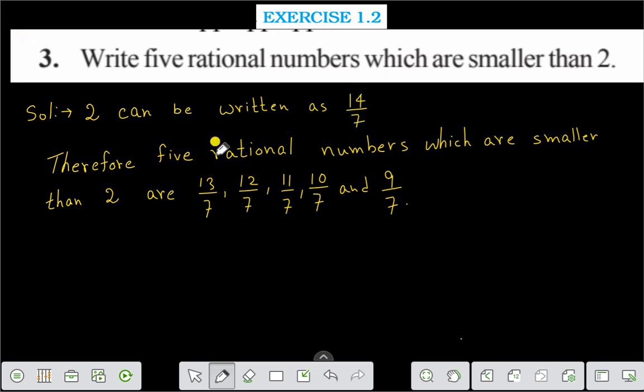Therefore 5 rational numbers which are smaller than 2 are 13 by 7, 12 by 7, 11 by 7, 10 by 7, and 9 by 7.